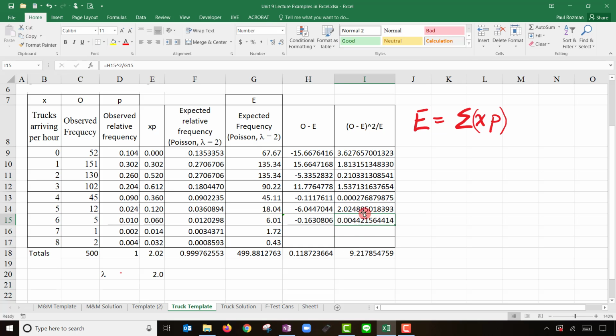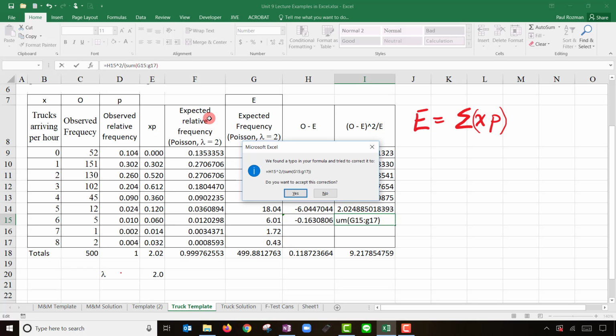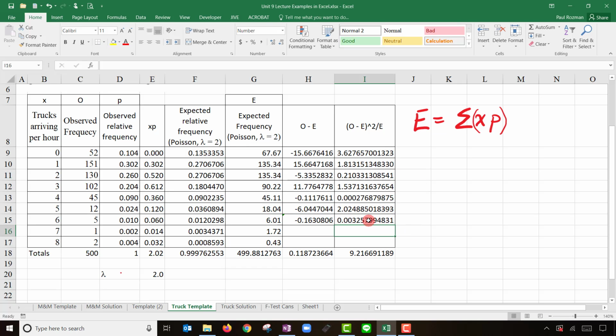This last spot needs to be fixed too, because the denominator should be that sum of expecteds. So what will it be? G15 to G17. I must have been missing a bracket. Yeah, it was. I needed one more bracket on the end. It put it in for me. So now this is my chi-square value based on 7 categories instead of 9.